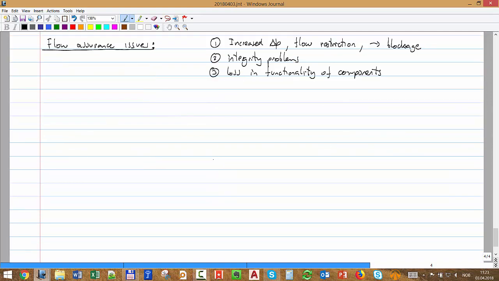So I want to make just very quickly a summary table where I'm going to put here the flow assurance issue, here the consequence, according to the effects we have defined above, and here the corrective measures.